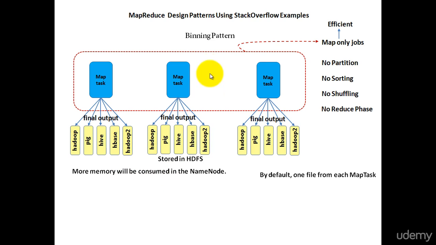If we are comparing binning pattern with partitioning pattern, binning pattern is more efficient than partitioning pattern. That's because it is a map-only job. But in binning pattern, more files will be created, and this is not good for name node scalability. So you need to do a bit of analysis before choosing binning pattern or partitioning pattern.